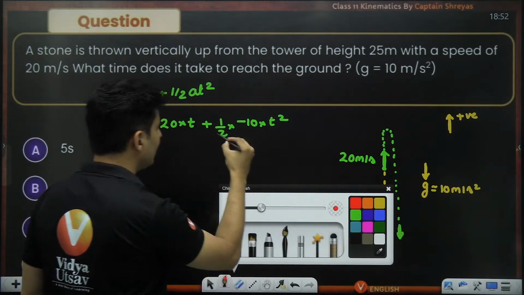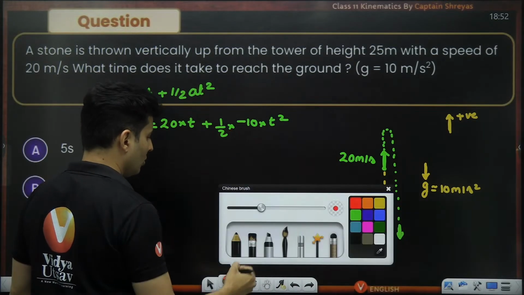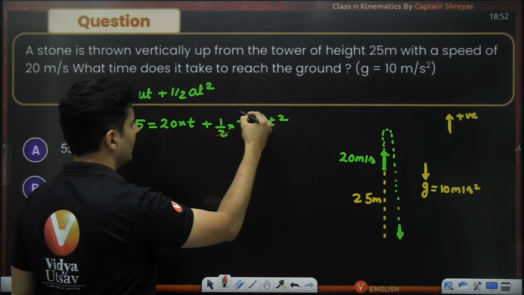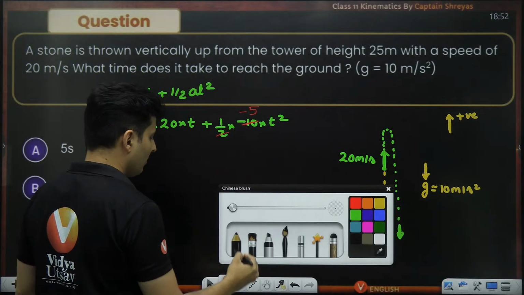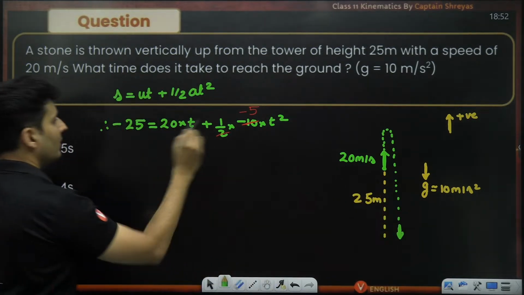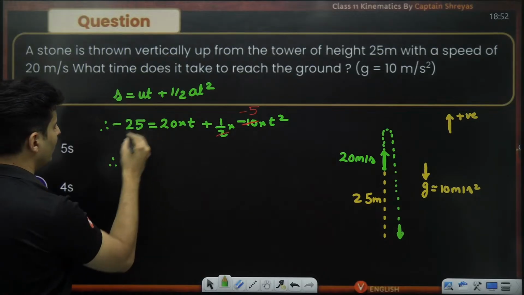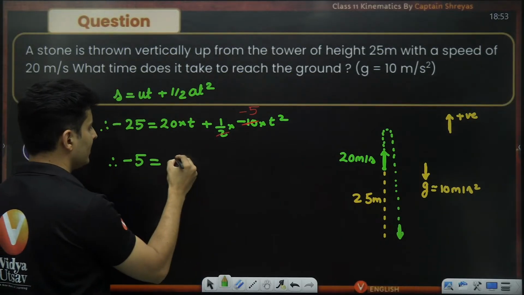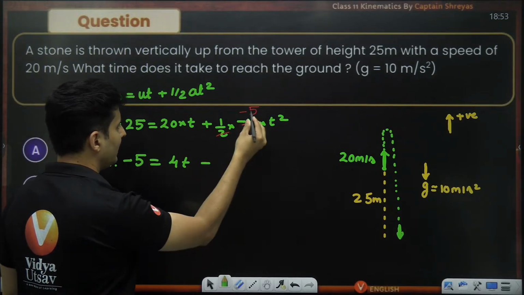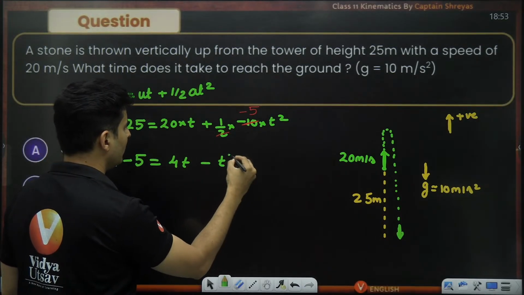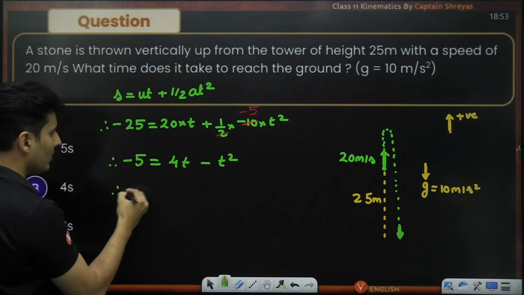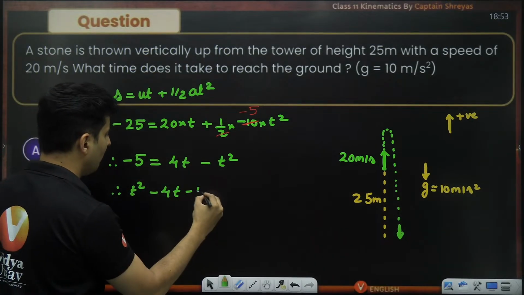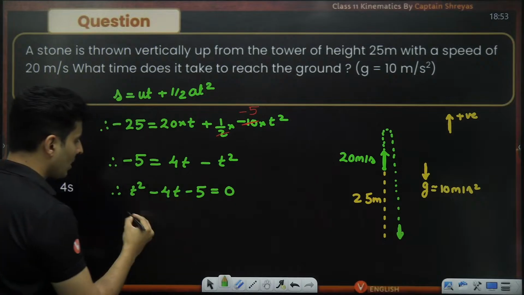As you can very easily see, the 2 and that 10 cancel, it will become minus 5 t square. Perfecto. So we can cancel 5 from everywhere. 25 by 5 is minus 5 over here. 20 by 5 is 4t. Minus 5t square, looking like a quadratic equation. Might as well shift it here, so t square minus 4t minus 5 is 0.